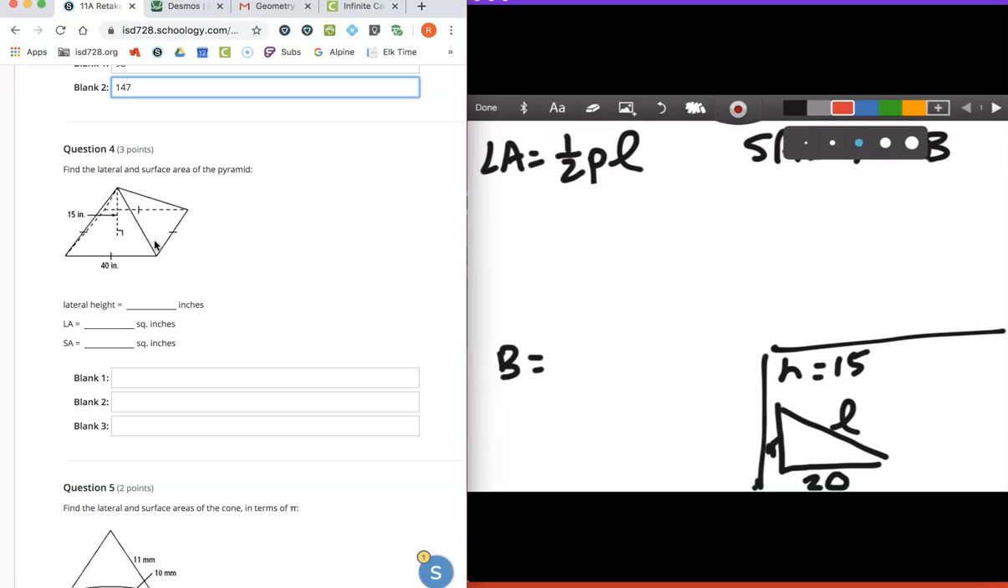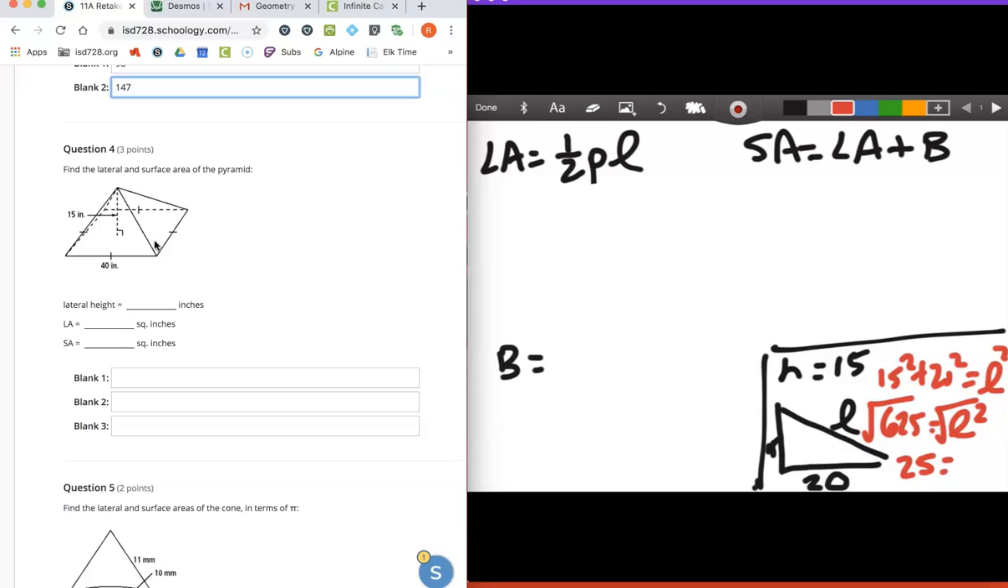Okay, I have 15 squared plus 20 squared equal to L squared. Well, 15 squared and 20 squared, if you add those up, you get 225 plus 400, or 625, equal to L squared. The square root of 625 is 25. So 25 is L for this problem.